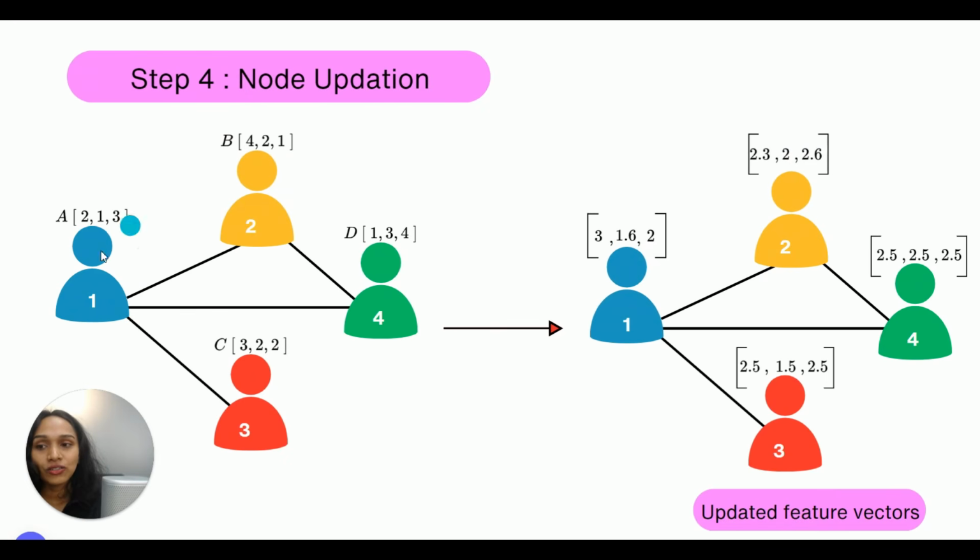So, initially, the nodes had the features A213, which changed to A 3, 1.6 and 2, B421, which changed to B 2.3, 2, and 2.6, D134, which changed to 2.5, 2.5, 2.5, C322, which changed to 2.5, 1.5, and 2.5. So this final step is called node updation. So all these nodes updated their features.